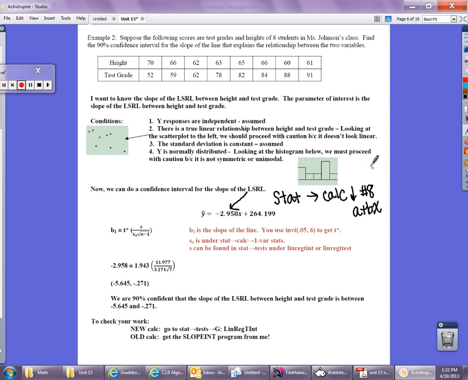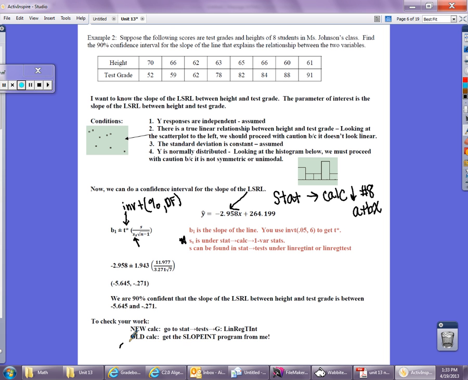You also can do a 1-var stats to get s sub x, and you will need to plug that in if you have the actual data, and I'll be showing you that on the calculator in just a minute. The t value is, again, your t value from your inverse t function. So you want to do inverse t, and then your percentile, comma, degrees of freedom.